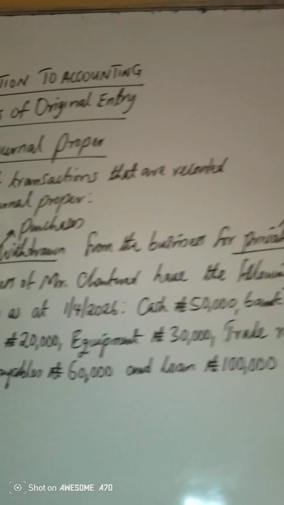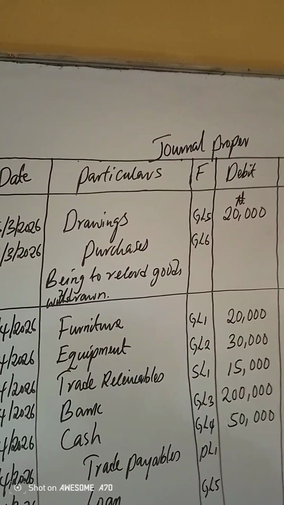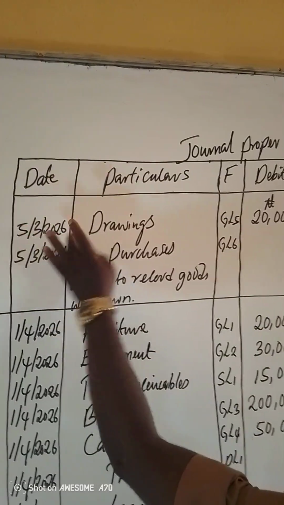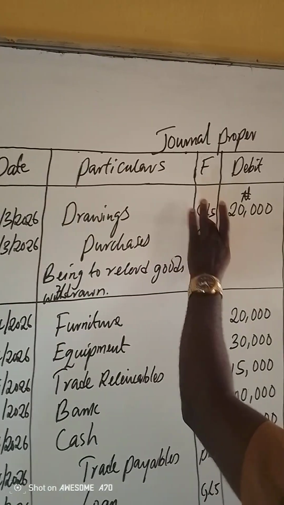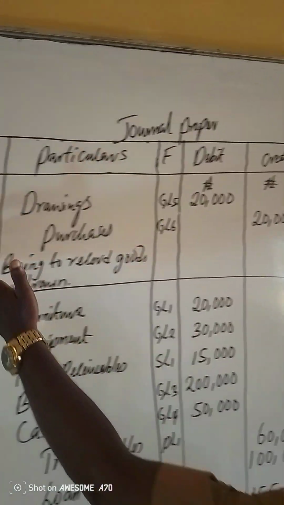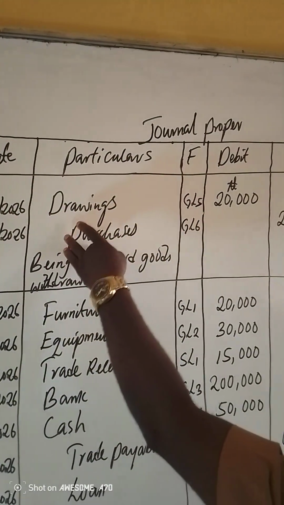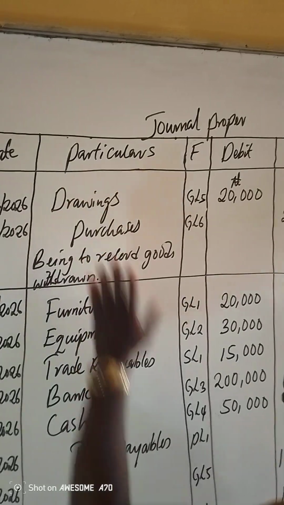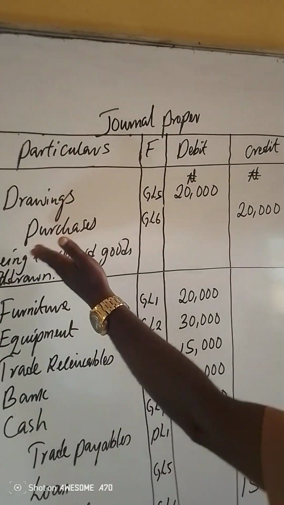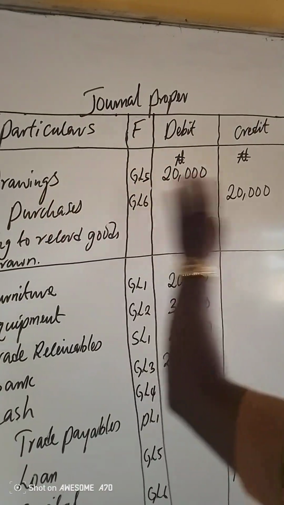Here, mind you, in the journal, the debit entry must be recorded first. So here, drawings is going to be debited. On the 5th of April, drawings, here we have general ledger 5, and then we have 20,000. Then, as I said, purchases will be credited in this case. Purchases is credited, and you can see the indent, always indent clearly to show that this transaction is moving on the credit side. And then purchases will be credited with 20,000.